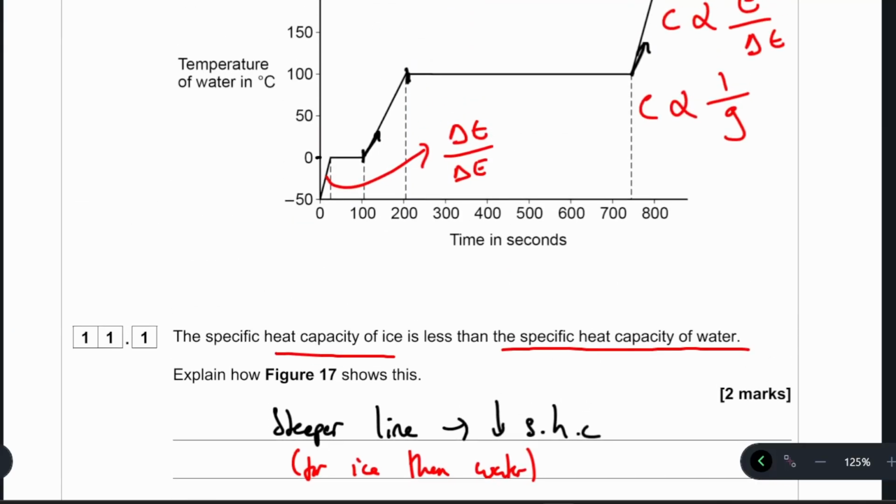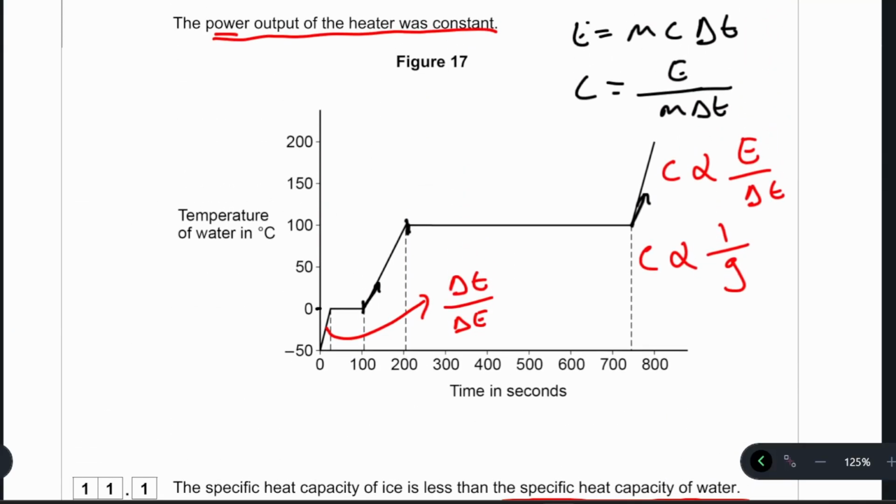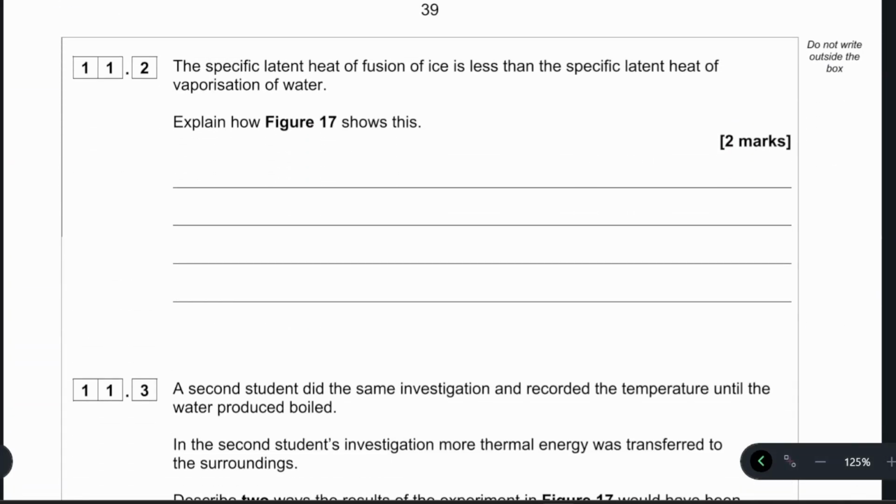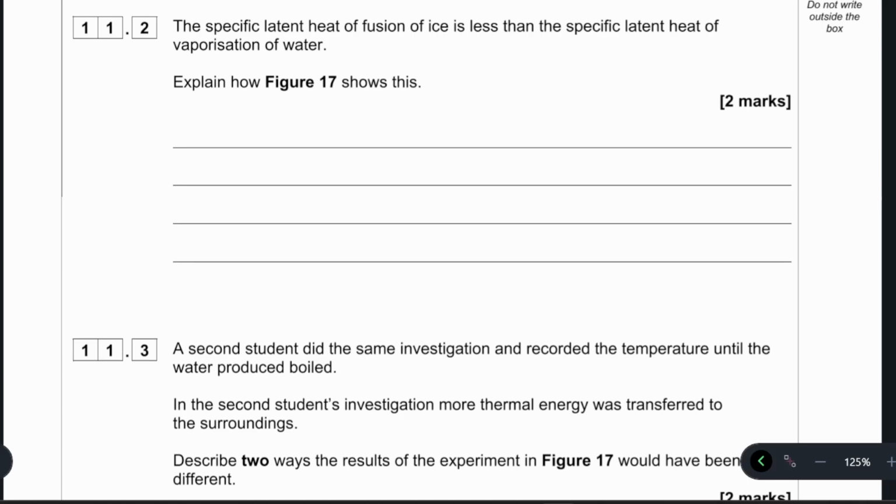And this part over here where we've basically rearranged and found the gradient is just to explain it, but that's all you'd have to write for 2 marks. Now, the second part of the question: the specific latent heat of fusion of ice is less than the specific latent heat of vaporization of water. Explain how figure 17 shows this.